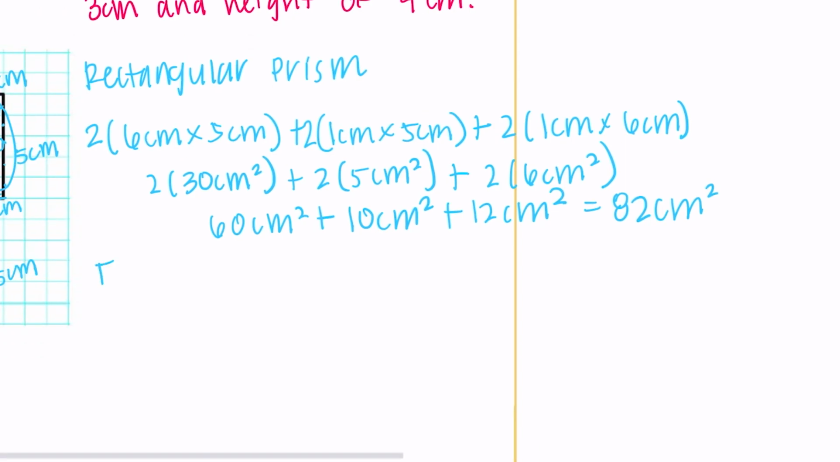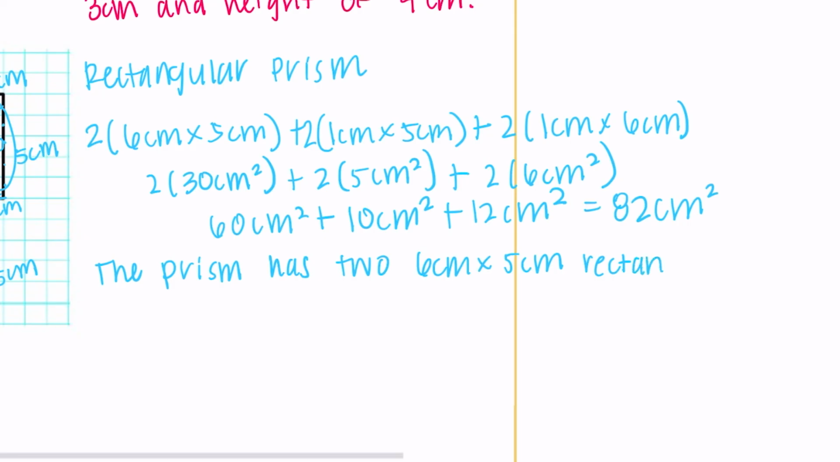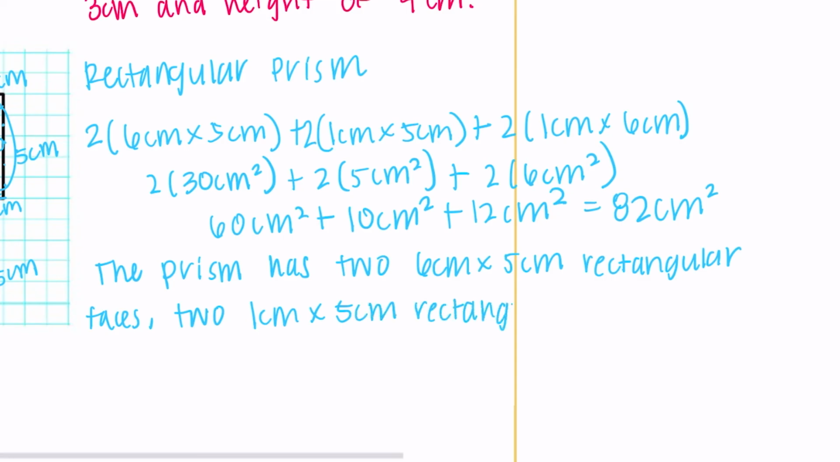So let's say the figure or the prism has 2 6 centimeter by 5 centimeter rectangular faces, 2 1 centimeter by 5 centimeter rectangular faces, and 2 1 centimeter by 6 centimeter rectangular faces.